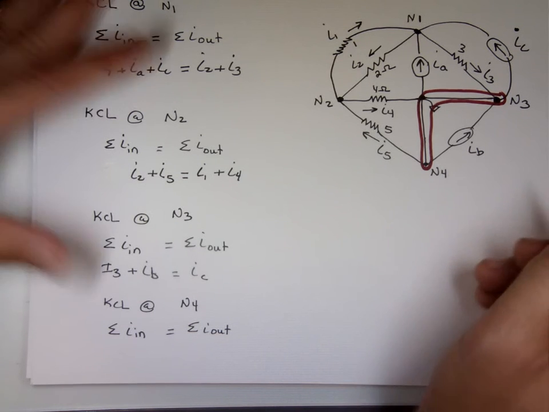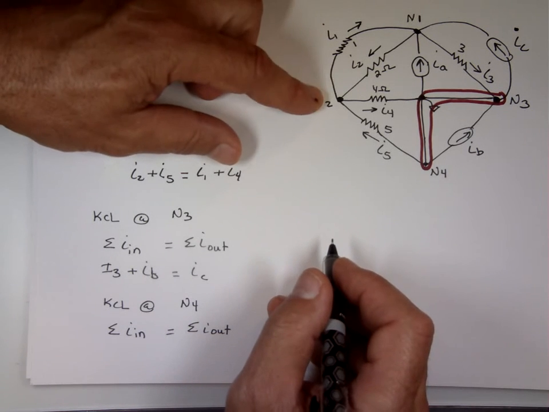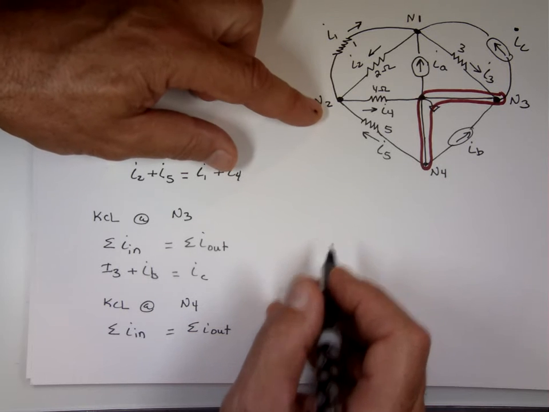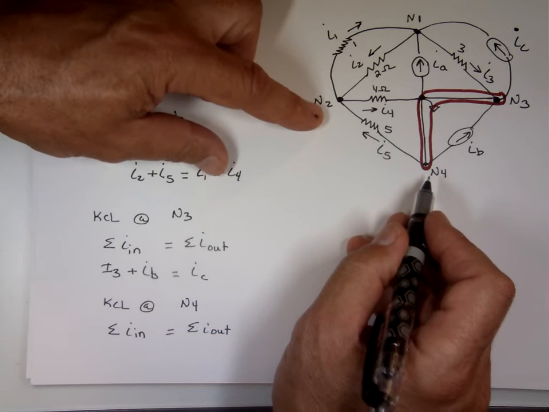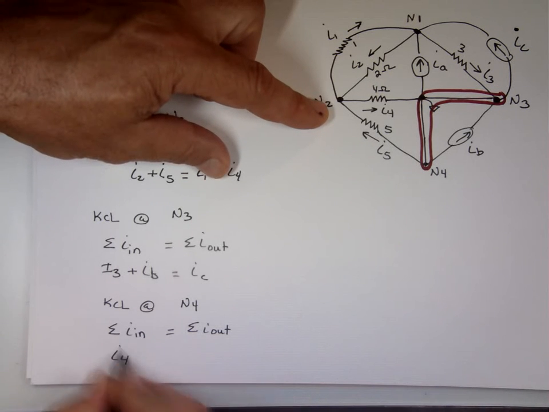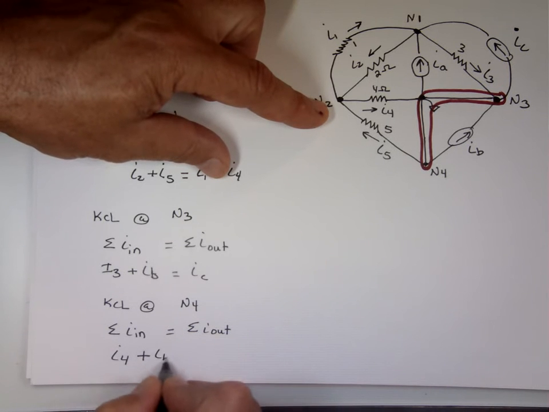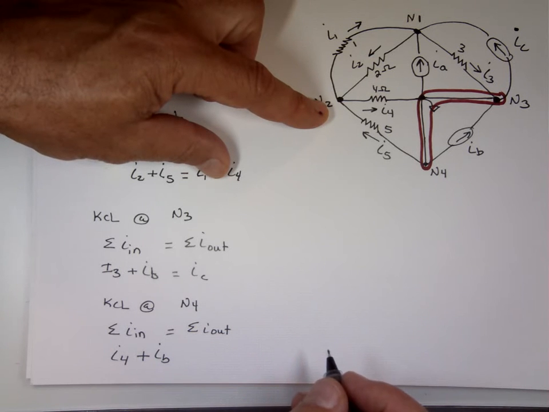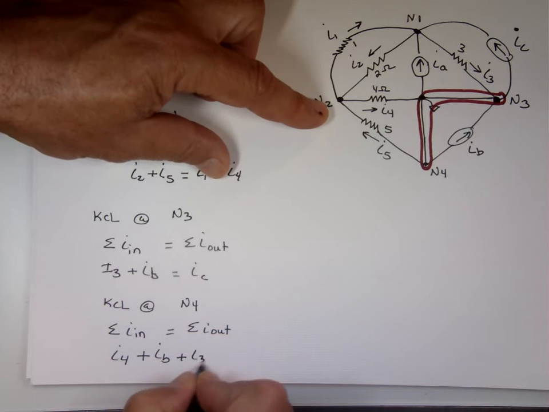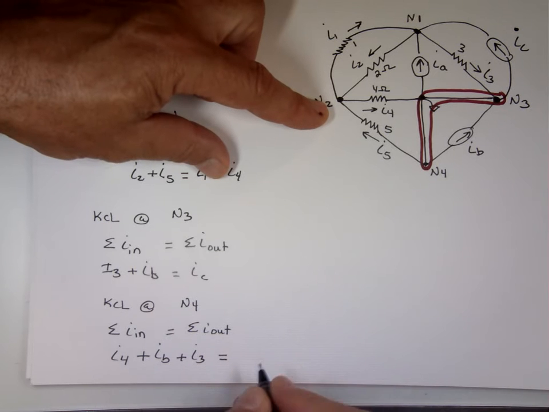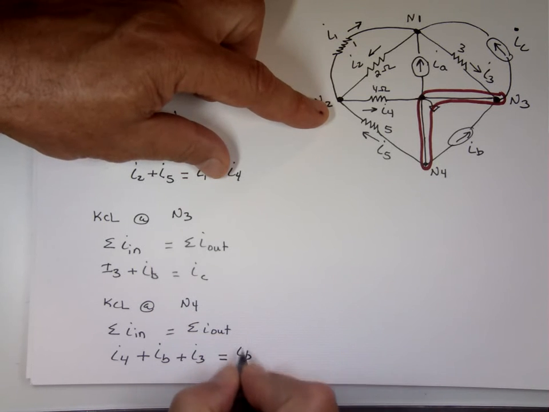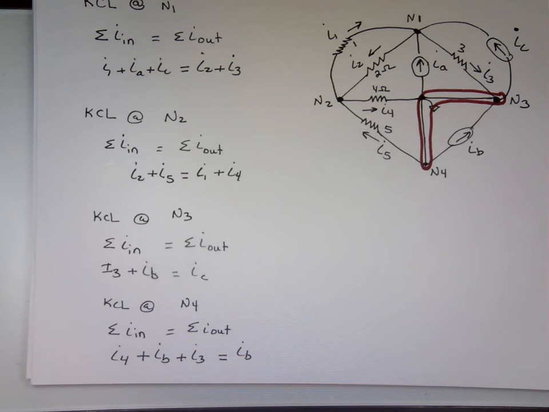So what do we have going to it? We have what? I sub 1. Not I sub 1, I sub 4. I sub 4 plus what? I sub B. I sub B. You're going to see something, as I said, something is going to be funny about I sub B here. What else going to it? I sub 3. What else? What's leaving that node? I sub B. And you know mathematically when you have I sub B on both sides, what happens? Cancels out.